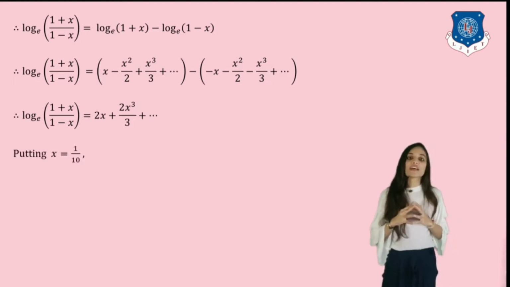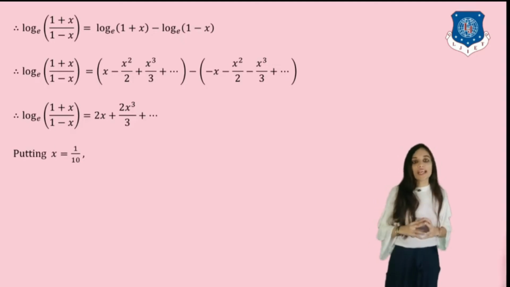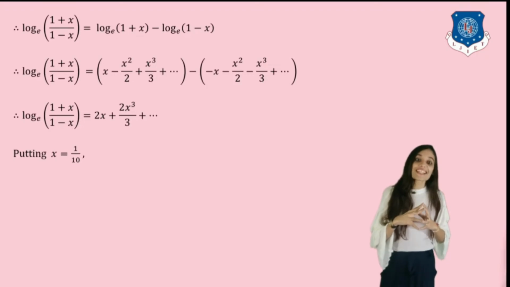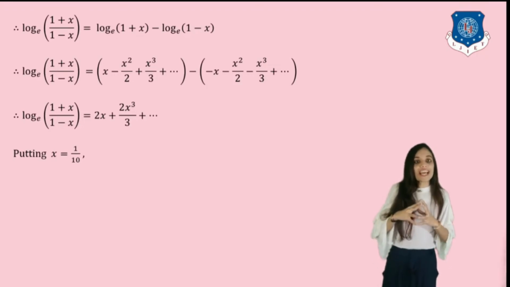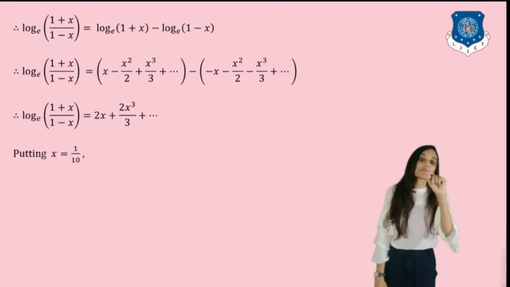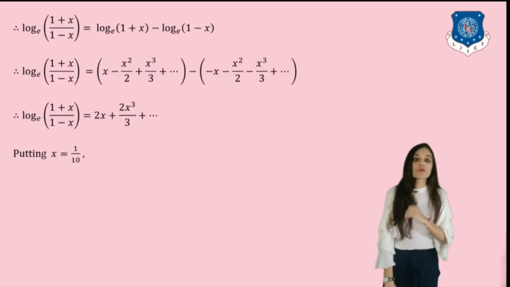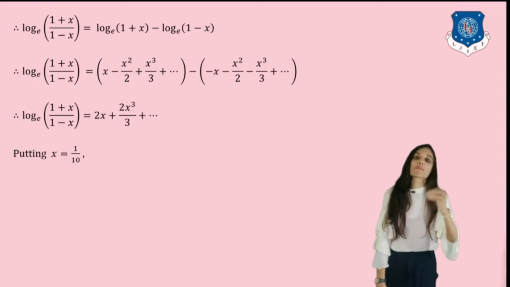Now we have to find the value of log 11 by 9. So what will replace x? We cannot replace x as 10, because if we replace x as 10 in the denominator it will be a minus sign. So we cannot replace x as 10. So what will we put? x is equal to 1 upon 10.